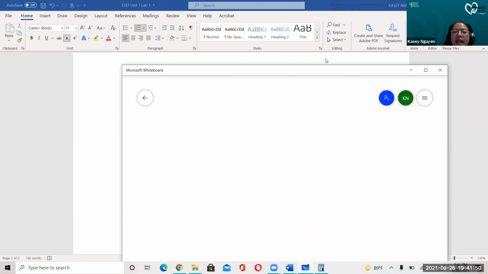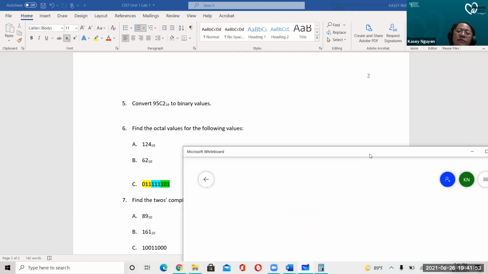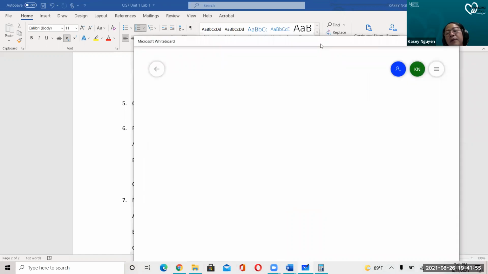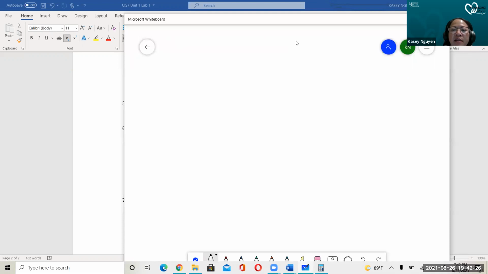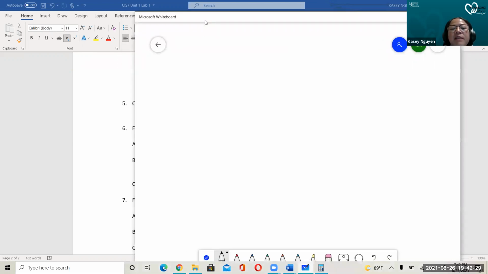Okay, so for 6A, we have the decimal 124, and we want to go into octal, right? So the way that I did this, there are two choices. You can convert decimal into binary and then from binary into octal, or you can do the division method and convert from decimal to octal. So I'm going to do the binary method because I showed the other method with the division for the next one. All right, so 124.